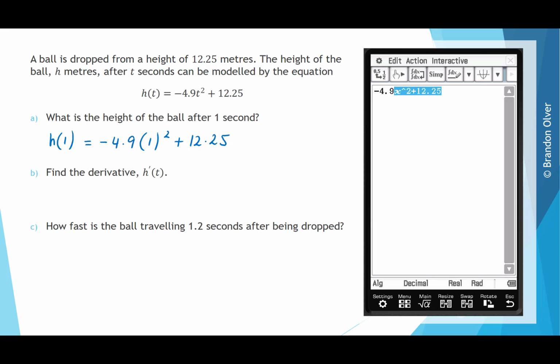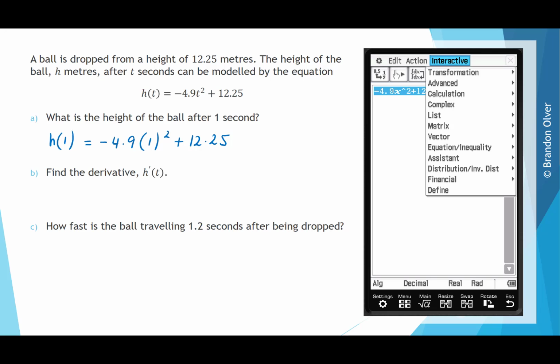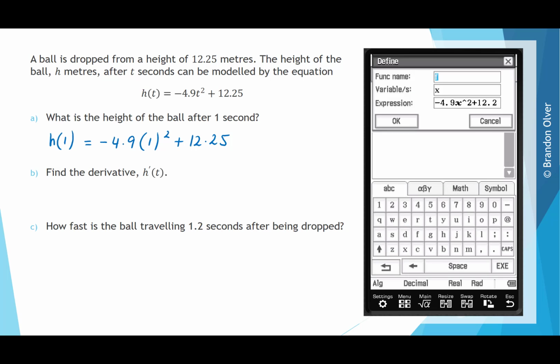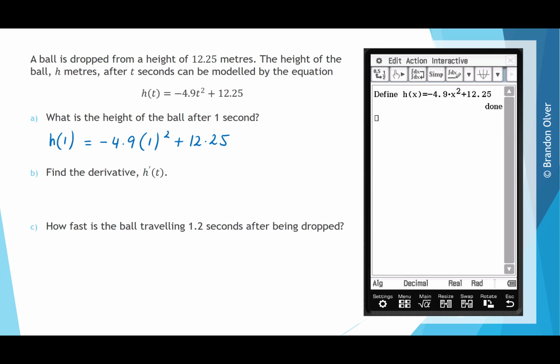12.25. Now we're going to highlight that and go interactive, define as, and we're going to change the function name to h by clicking on the ABC and clicking h of x and defining it. And now that will just make our life a little bit easier. So for part A, we wanted the height after 1 second, so we can drag down the h of x and replace x with 1.